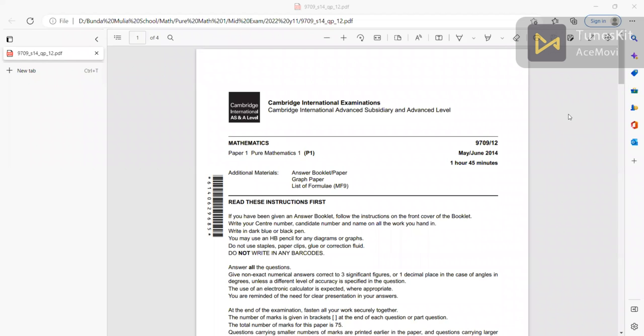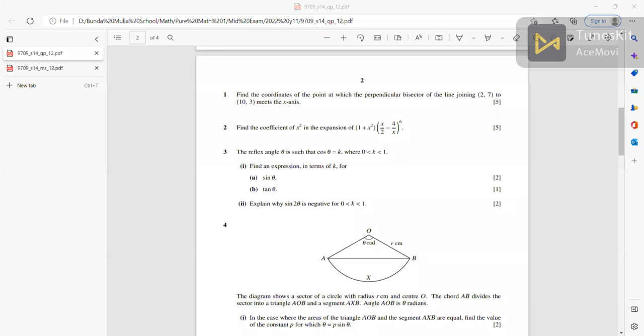Today I will discuss Mathematics Paper 1, Pure Math 1, P1, 970912, May-June 2014. I hope this can help you for your exams. Okay, let us go to number 1.